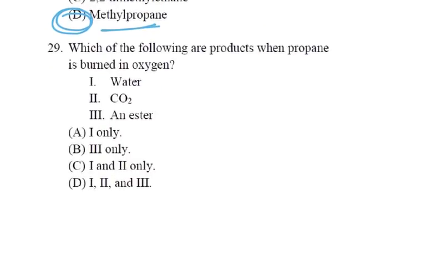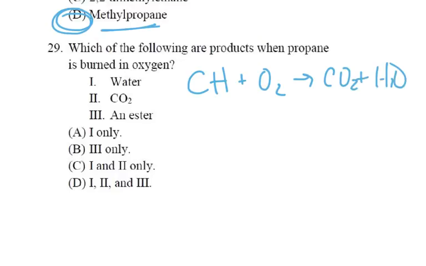If we were going to burn some propane, okay, burn any kind of a carbon-hydrogen compound, we mix it with oxygen and we turn into CO2 gas and H2O. So which of the following are products? CO2, H2O, not ester. So 1 and 2 only, answer C.